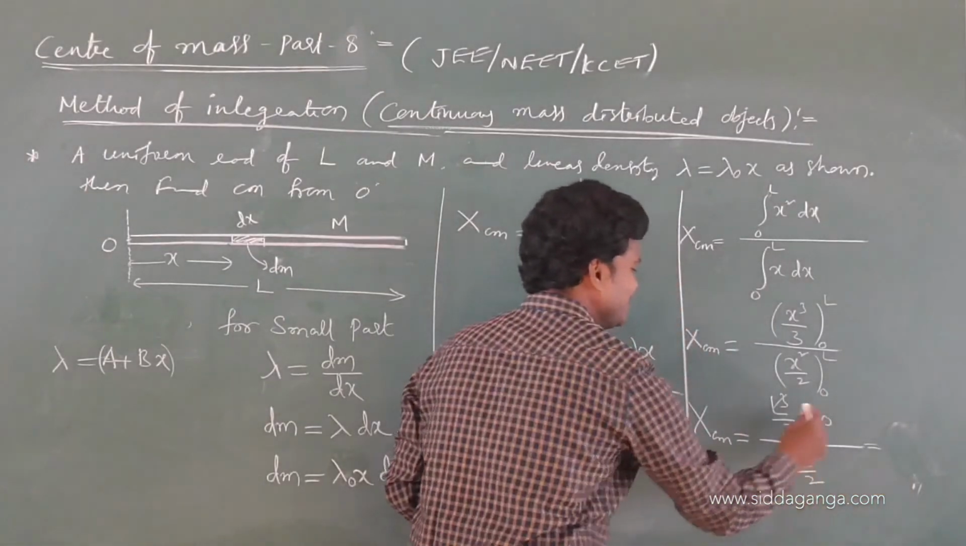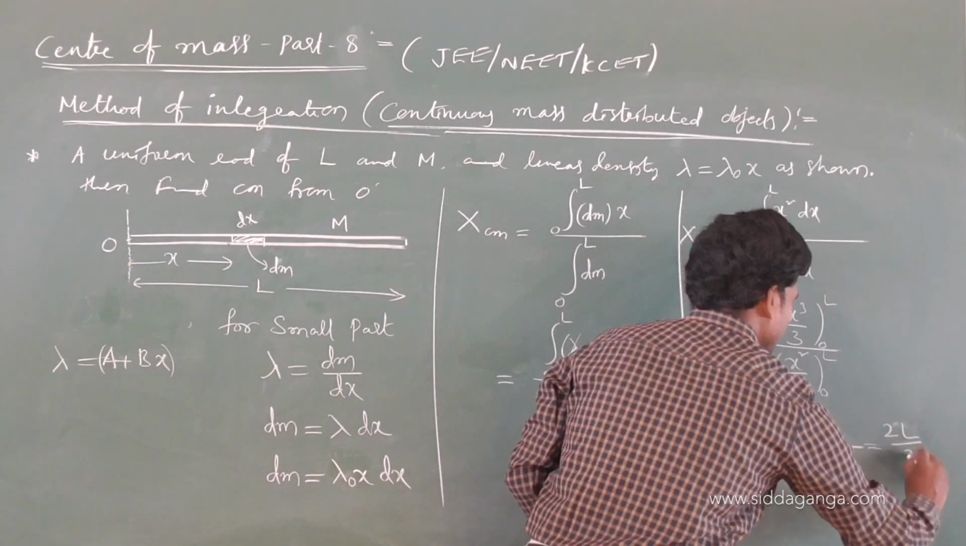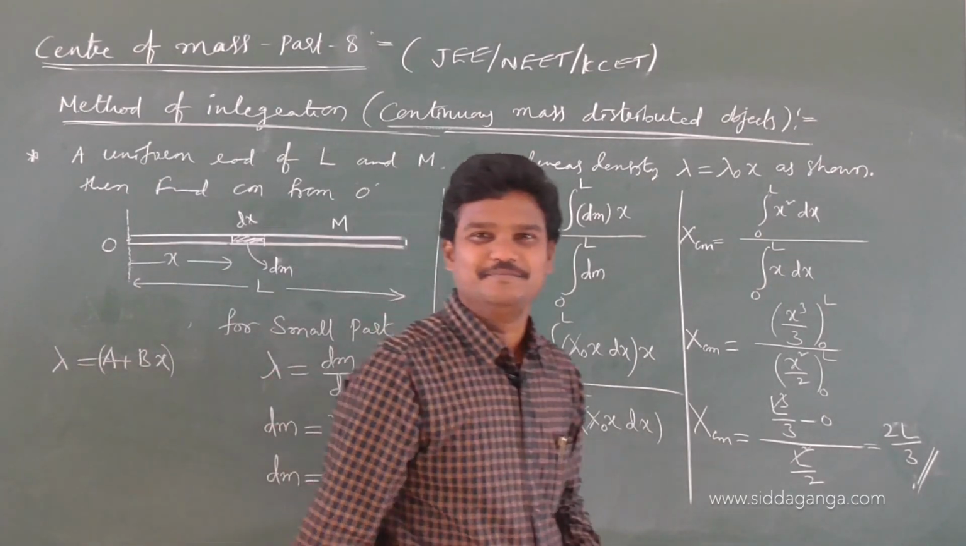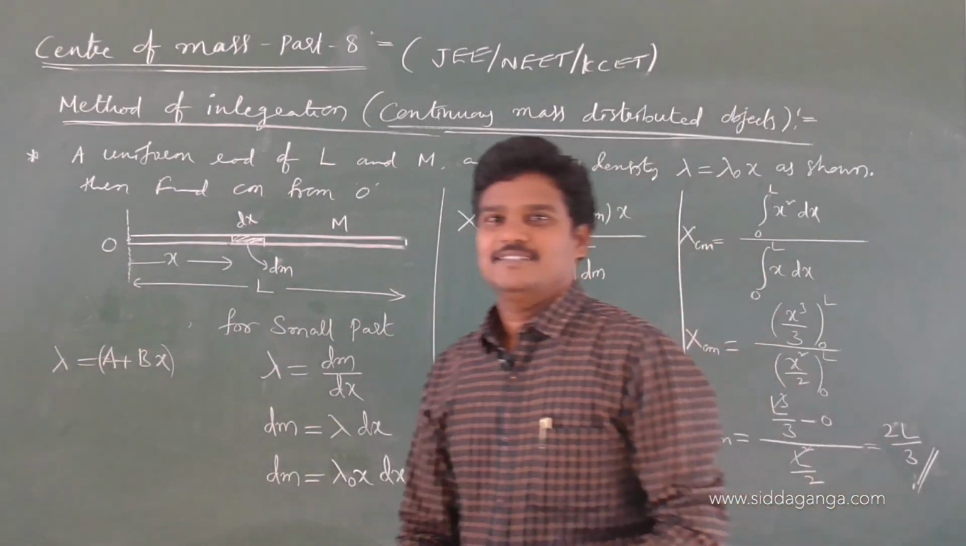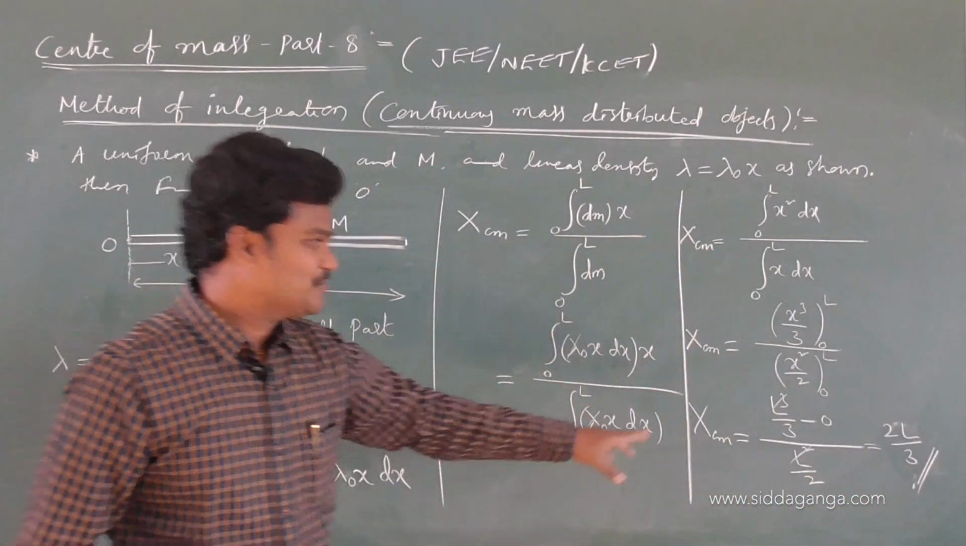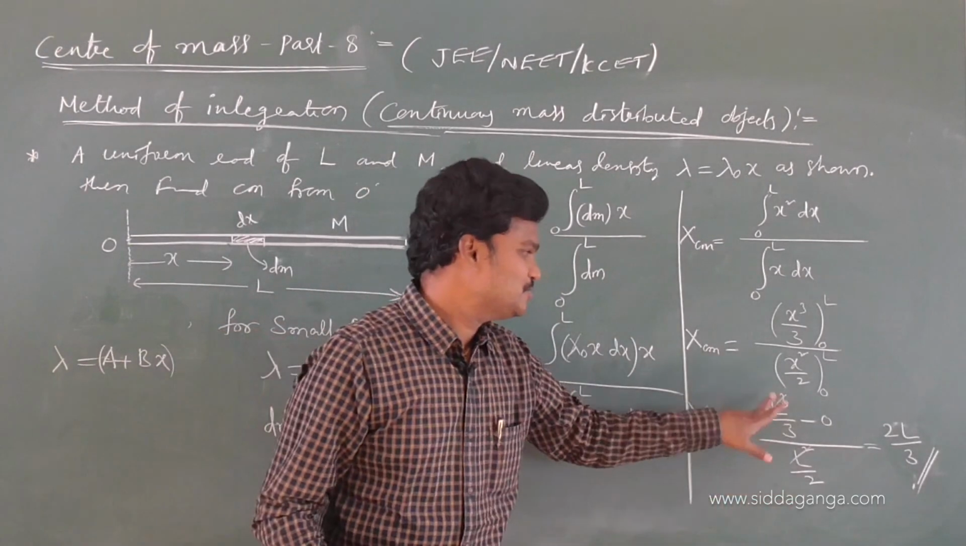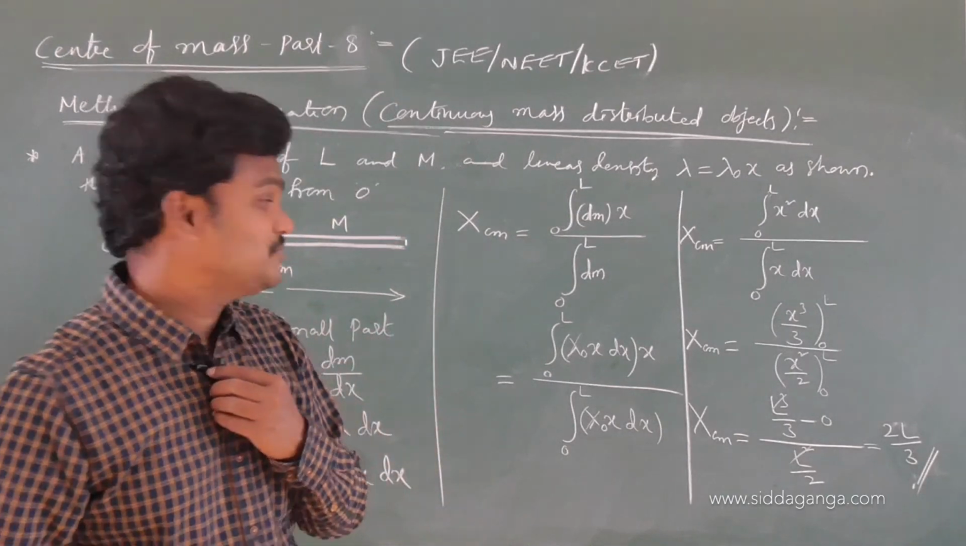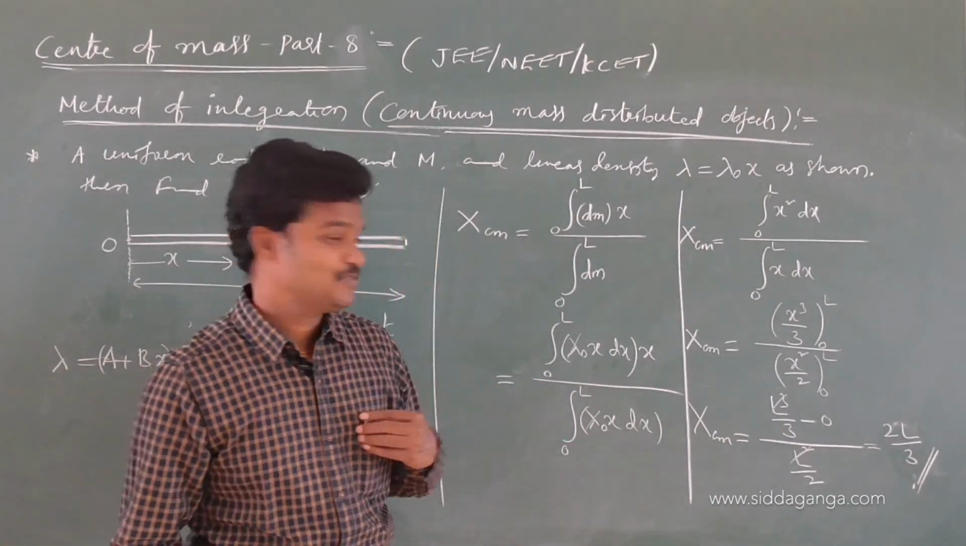A very simple mistake. It is what? 2L by 3. Sorry. That is nothing. I am thinking about you, that's why I got confused. So 2L by 3. See, this is 2L by 3. No need to worry about the calculation. You try to observe the calculations. Sorry for that.